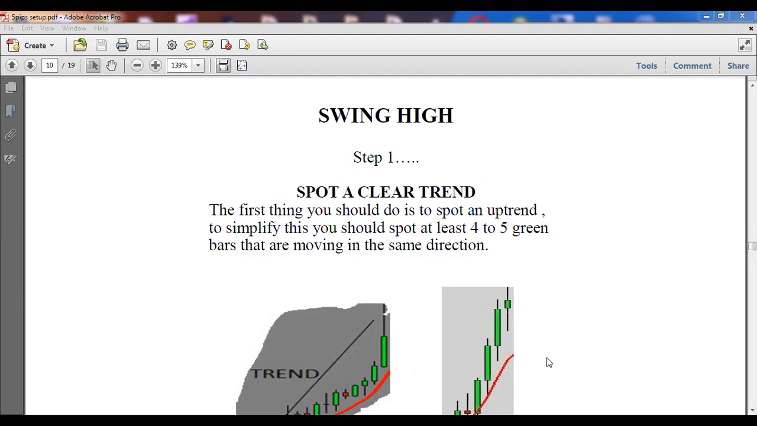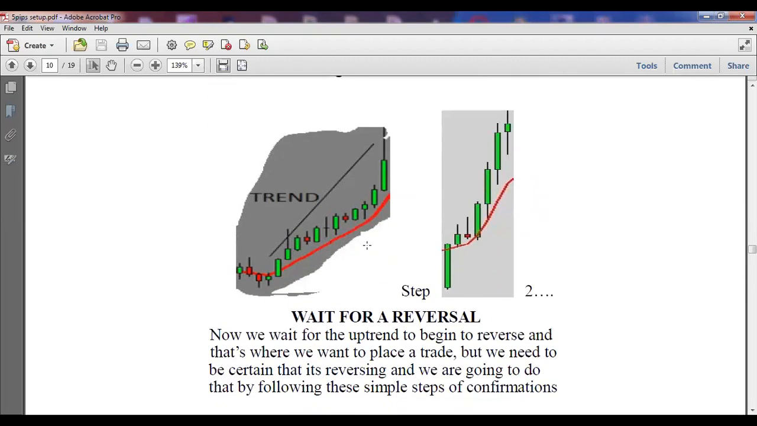When the web analyzer calls a trade for a sell, first of all, you need to spot a clear trend. The first thing you should do is to spot an uptrend. To simplify this, you should spot at least 4 to 5 green bars that are moving in the same direction. This is an uptrend. You can see the number of green bars is more than 4, more than 5. Best. If it's more than 5, great. Provided it is going in an upward direction.